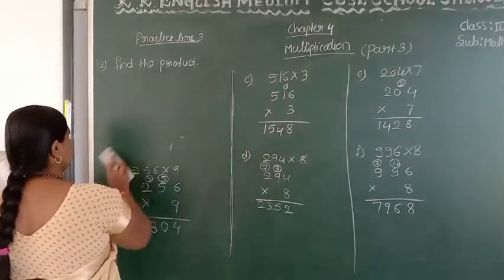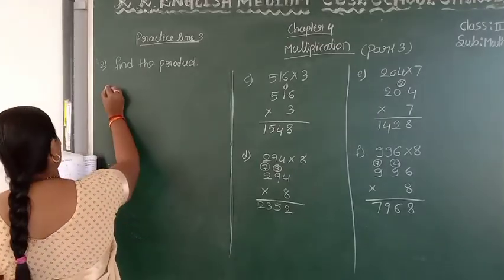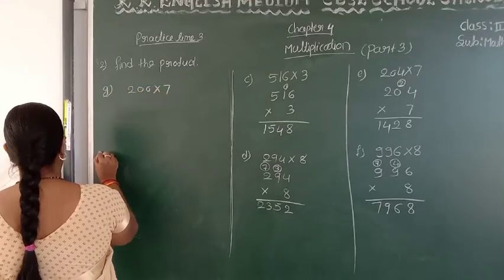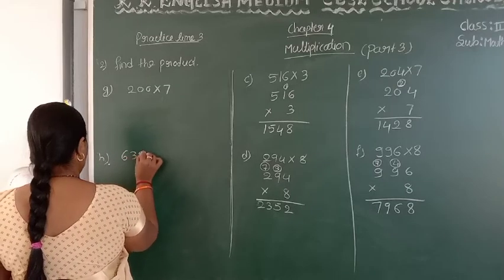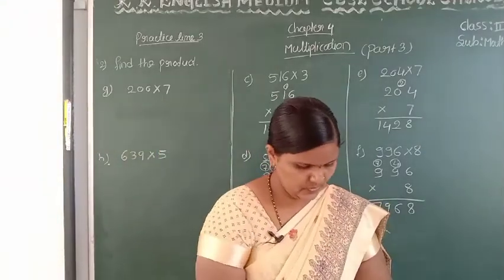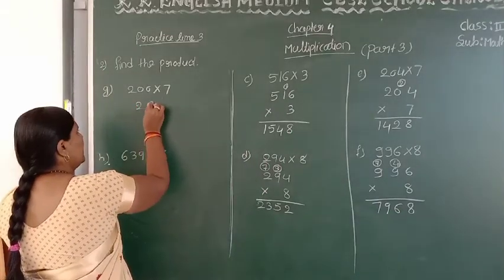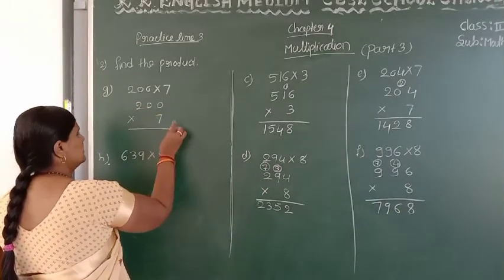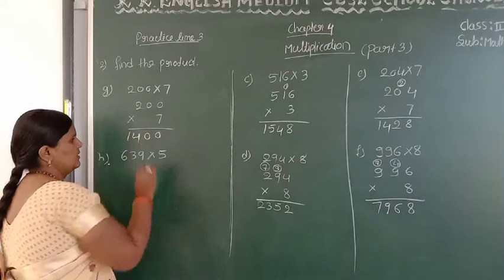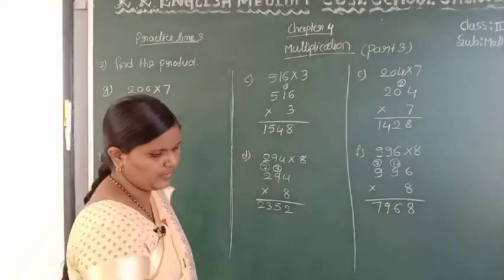Next, last two problems. G1, 200 into 7 and H, 639 into 5. See here, 200 into 7. 7 into 0, 0. 7 into 0, 0. 7 2s are 14. That is 1400. Answer is how much? 1400.